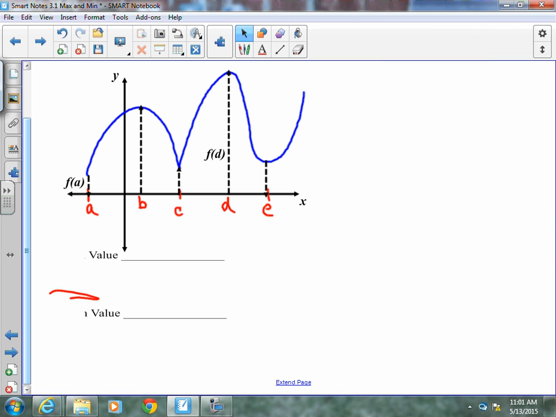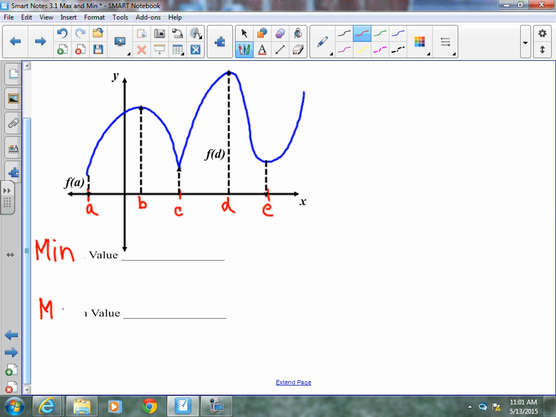Part of my notes got cut off here a little bit, but the first thing we're looking for is the minimum value. If you look at this picture, where is it at its lowest? It's at A, but we want the value, so that's going to be f of A. Where does this graph go its highest? Well, it goes the highest at D, but what is the value? That's f of D.